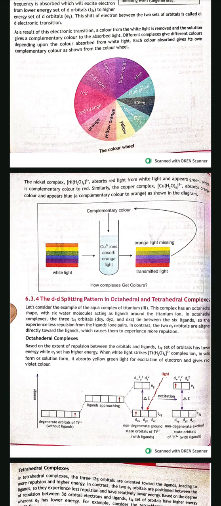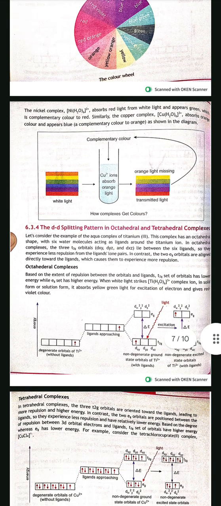Like we know that the color that is absorbed, the color we see is the complementary color of that. Like from this chart we can see that if the red orange color is absorbed, we will see the blue green color, and if the violet color is absorbed, we will see the yellow color. So yellow color is a complementary color of violet. So this is how this color wheel works.